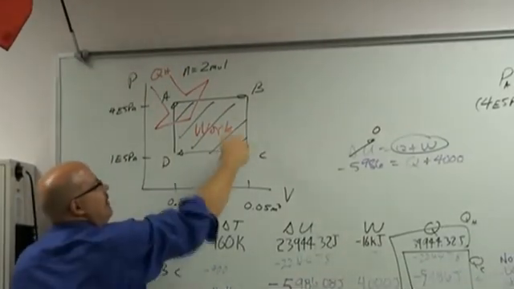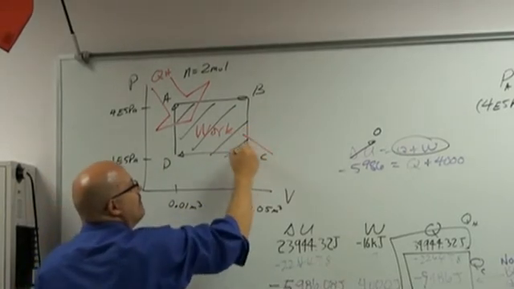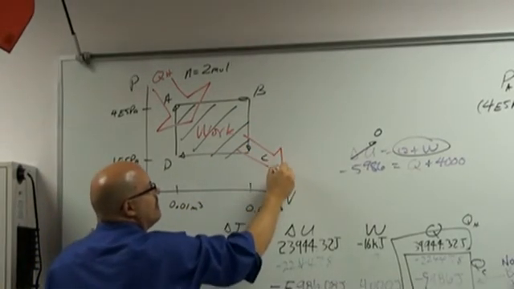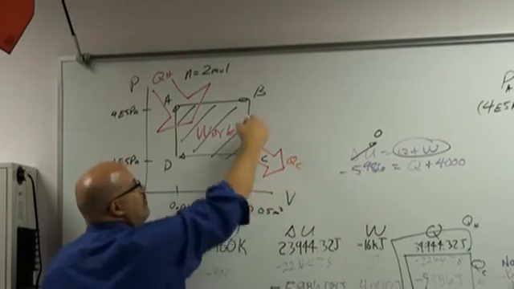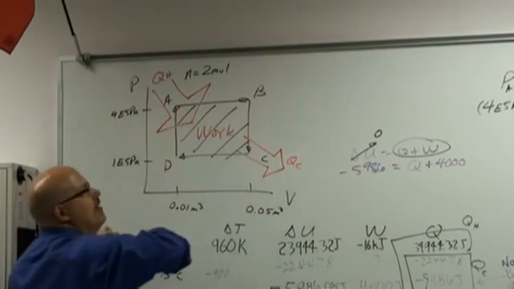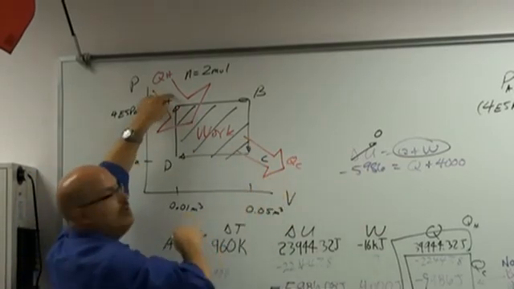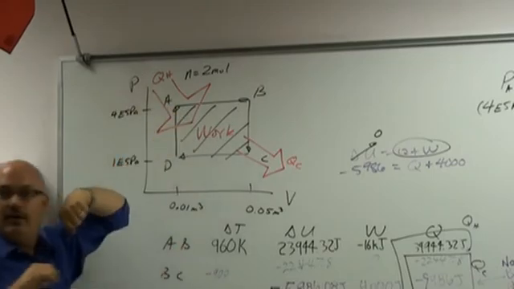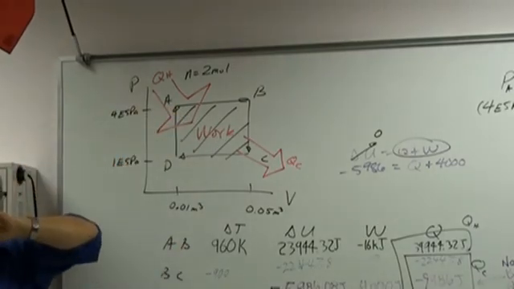And the QC comes out these two, right? So it comes out these two and it goes in these two. Notice this one's smaller than that one, and the difference between them is the work that's done. Does that make sense?